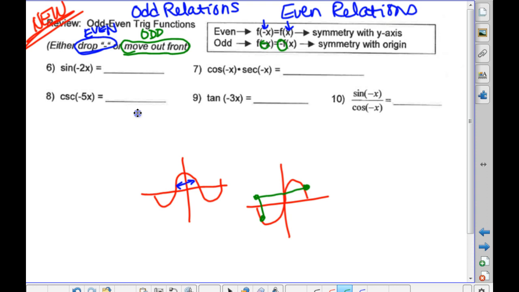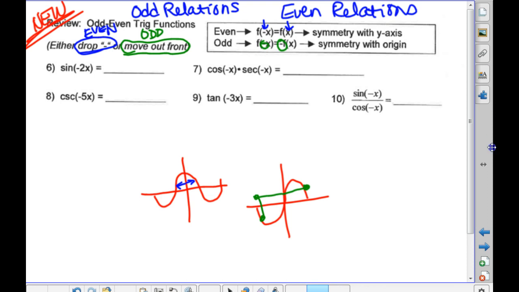And those are clearly stated on here. Does everybody see that on their identity sheet? It says for sine, you move it out front. For tangent, you move it out front. For cosine, you get rid of it. Everybody see what I'm talking about on here? No? Yes? No, I got it. Okay.